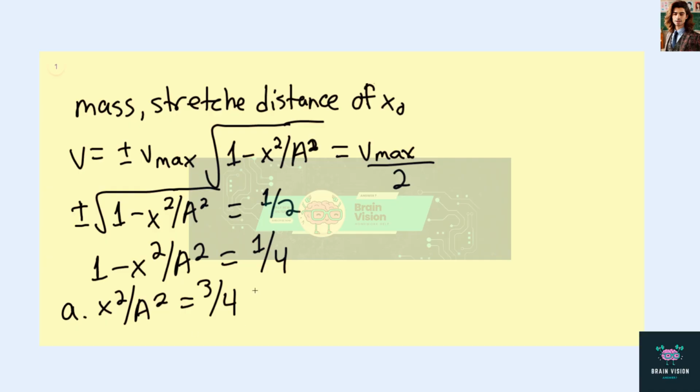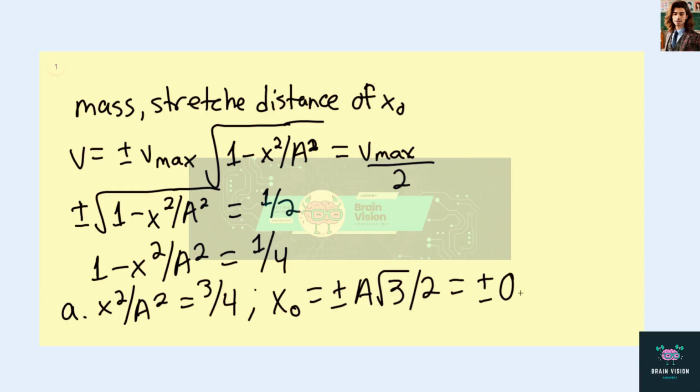And then we're trying to find x. So x naught is going to be equal to plus or minus radical 3 over 2 times a, or we can say plus or minus 0.866a. So essentially, the velocity will be half of the maximum velocity when the stretched distance is equal to plus or minus 0.866 of the amplitude, the maximum x displacement.